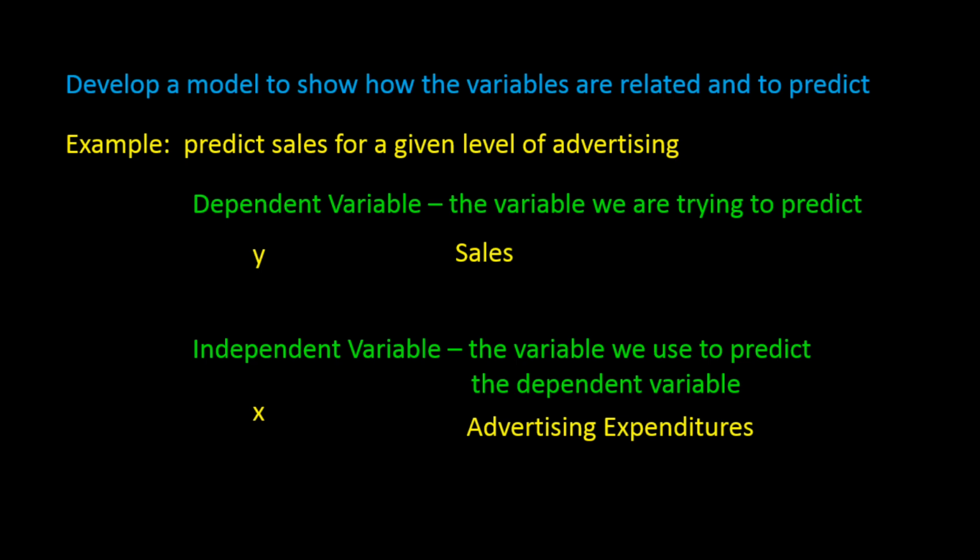What about the relationship between practice time and number of errors? In this case, we are saying that as practice time increases, we would expect the number of errors to decrease. So we would try to predict the number of errors, and that would be our dependent variable y, based on practice time. So that would be our independent variable x.